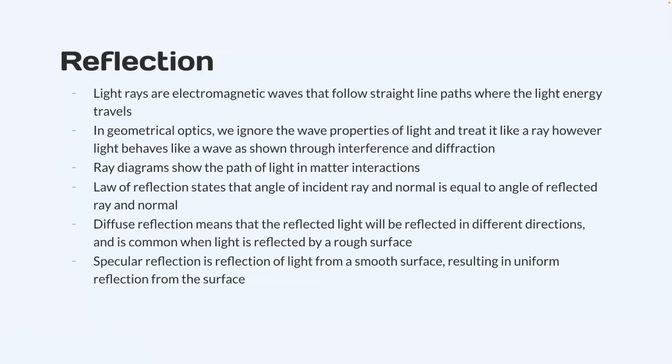Ray diagrams show the path of light in matter interactions. And the law of reflection just states that the angle between the incident ray and the normal is equal to the angle between the reflected ray and the normal. Diffuse reflection means that the reflected light will be reflected in different directions, and this is common when light is reflected by a rough surface. Specular reflection is when light is reflected by a smooth surface, which results in uniform reflection.